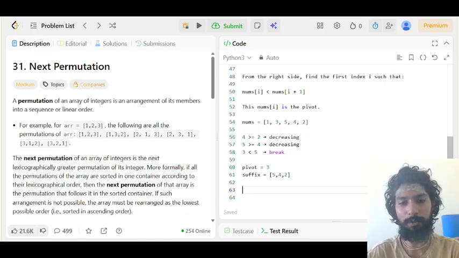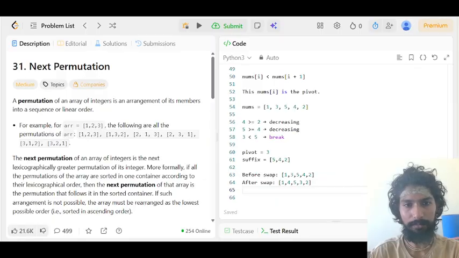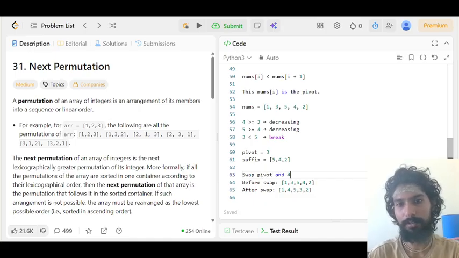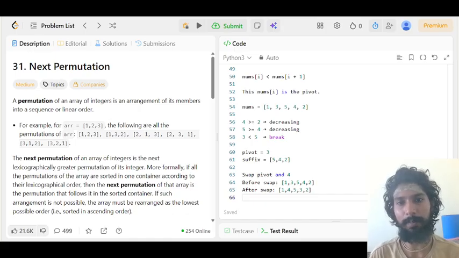So what was the array before swapping? It was 1, 3, 5, 4, 2. And after swapping, it becomes 1, 4, 5, 3, 2. So what we have done is we have swapped pivot and 4. Now we have increased the number slightly by replacing 3 with 4.